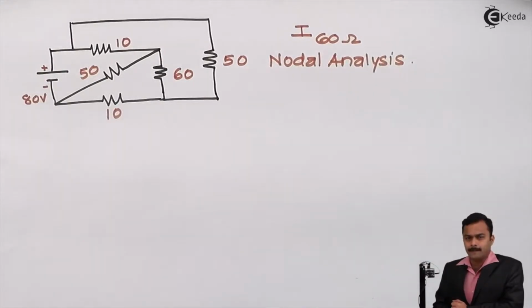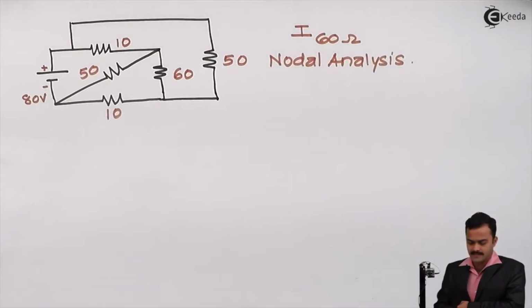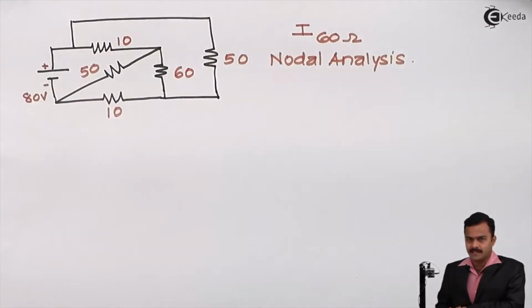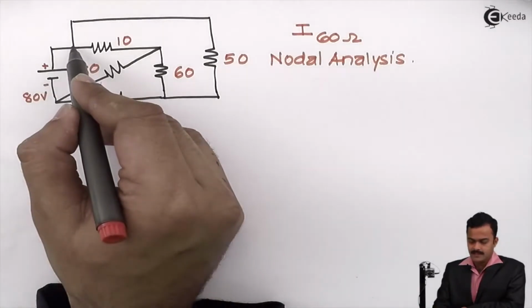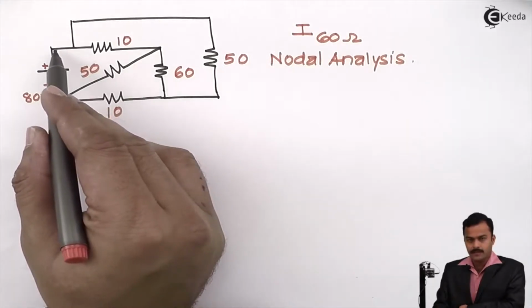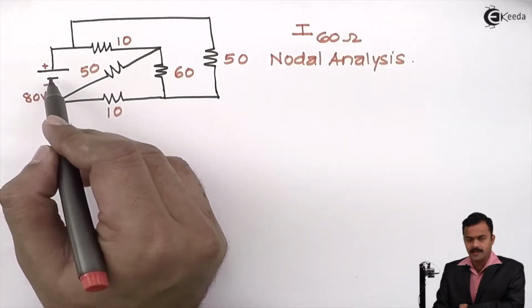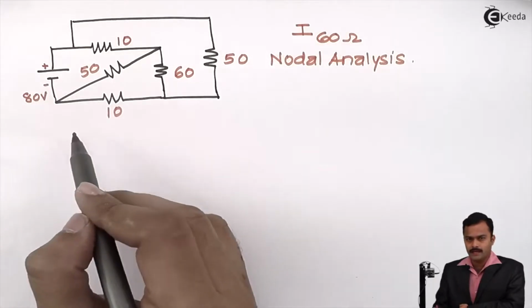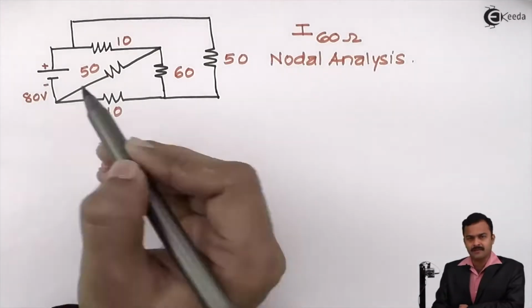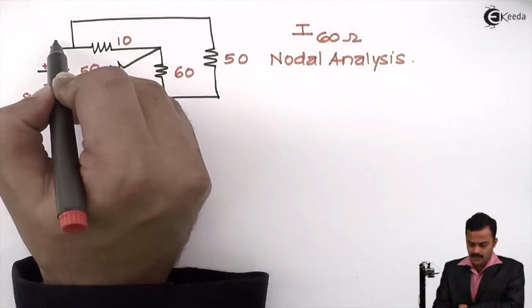If I select a proper reference point, then I can reduce one equation directly. Meaning, if I consider this as node A and this as a reference, between node A and reference I am having 80 volt. So VA equal to 80 will be equation number 1. But hold on, because here we are going to elaborate the concept of supernode. So purposefully, I'm not taking this as a reference. I will take this as A, having a potential VA.